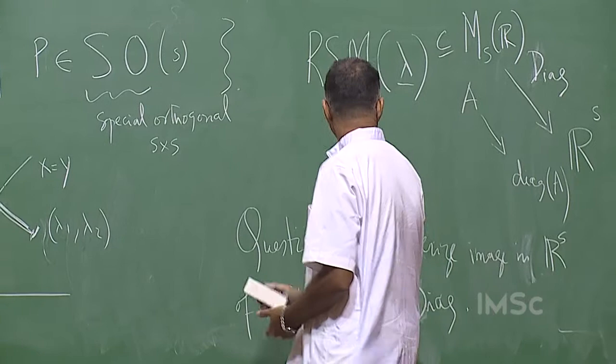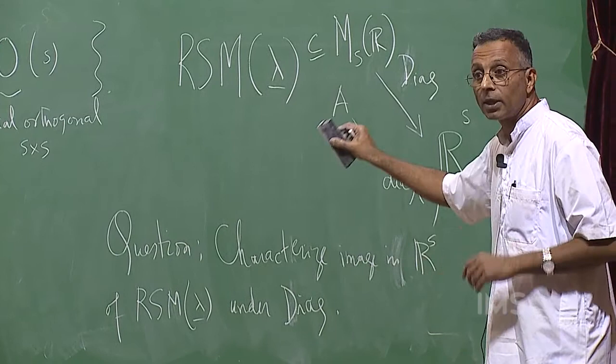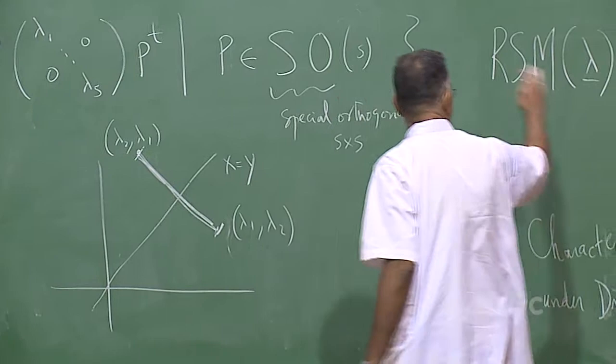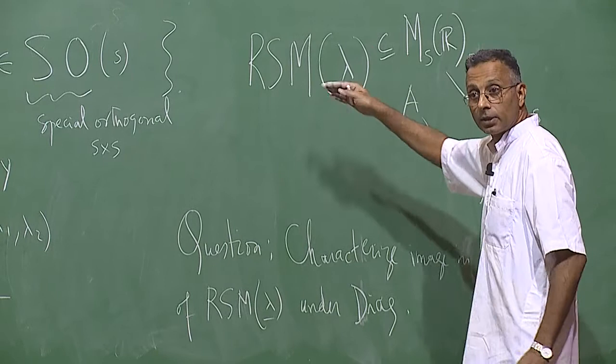So let me finish with what the statement of the general characterization is in the S case. Let us observe one thing: the sum of the diagonal elements is the trace of the matrix, which is also equal to the sum of the lambdas, the eigenvalues.